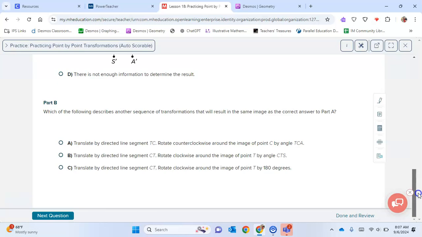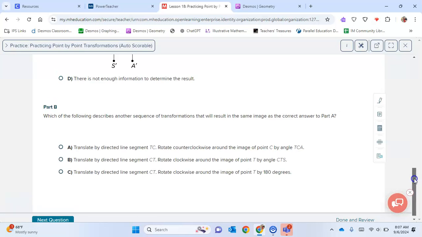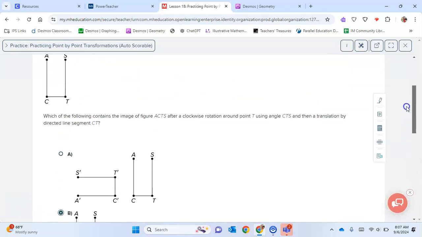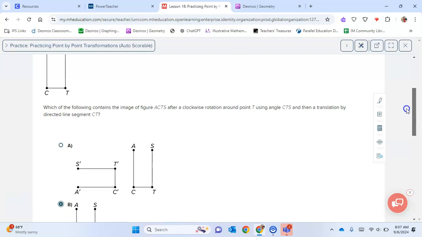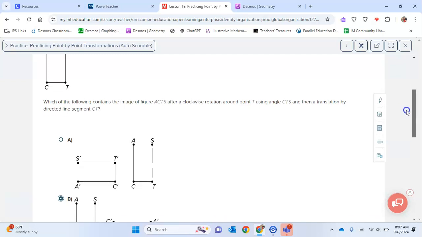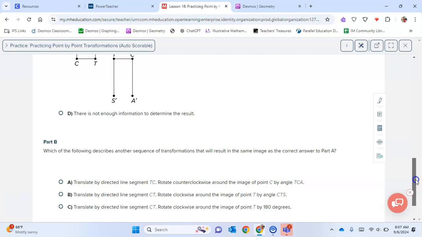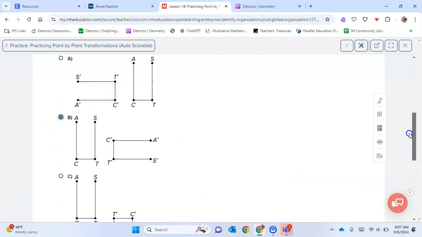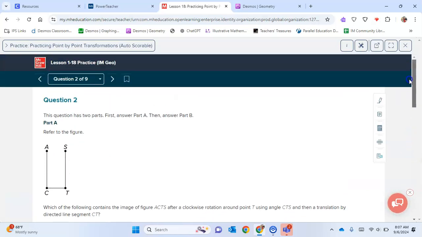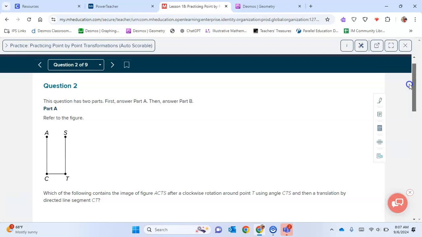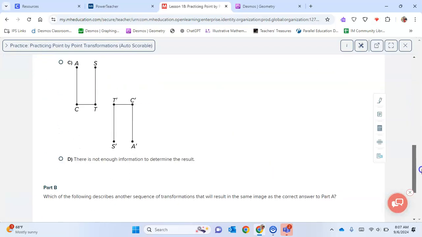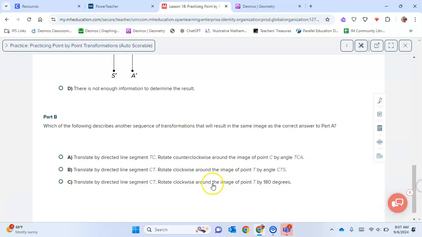Which of the following describes another sequence of transformations that will result in the same image as the correct answer to part A? Well, it would be if it was backwards. So you would translate it by segment CT, and then rotate it around point T using angle CTS.